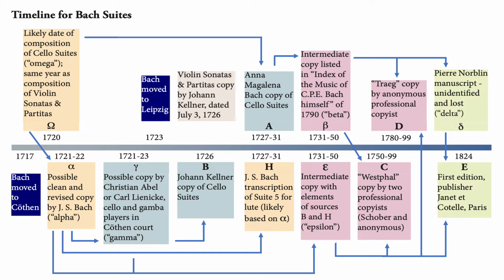Sources C, D, and E have filiation through intermediate copies to both alpha and omega. One must conclude that the earlier, more contemporaneous copies have more validity than later sources.